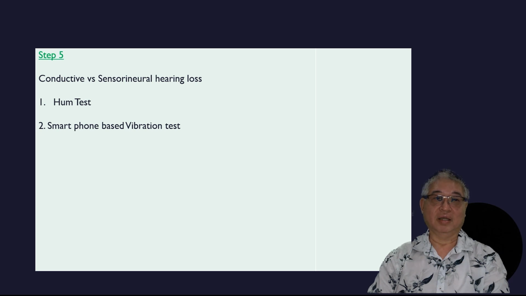The second technique used is a smartphone-based vibration test, which can be downloaded on your iPhone 6, and you can again differentiate between conductive and sensory neural hearing loss. So I've devised this 5-step approach in telehealth and used hearing loss as the primary symptom, but in any telehealth consultation, whether it's chest pain or shortness of breath, we can use the 5-step approach.